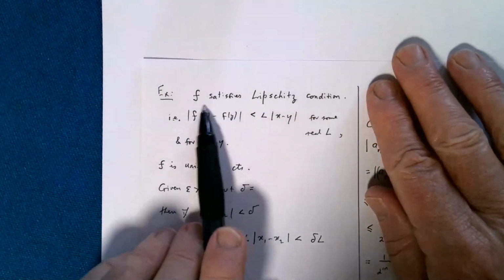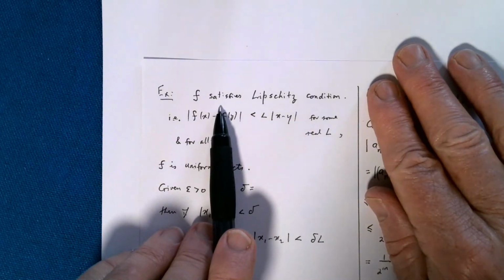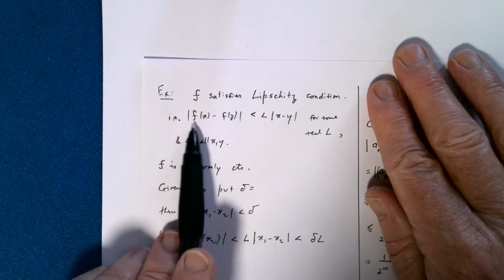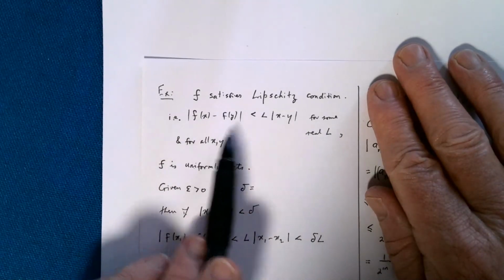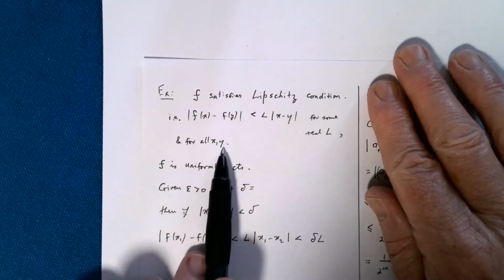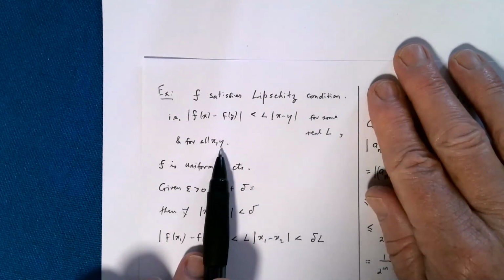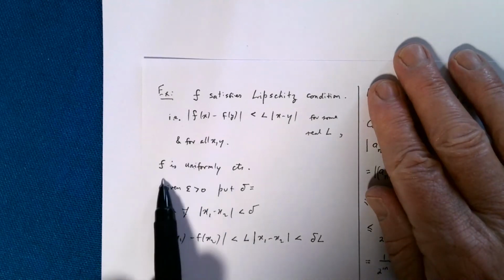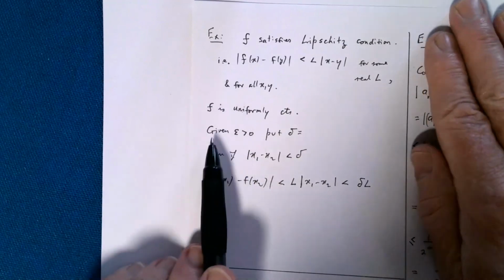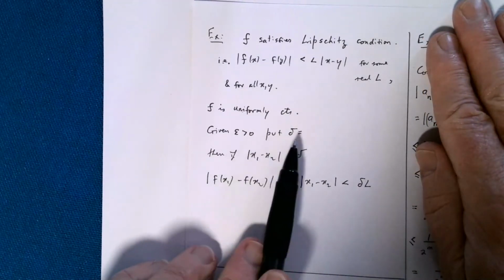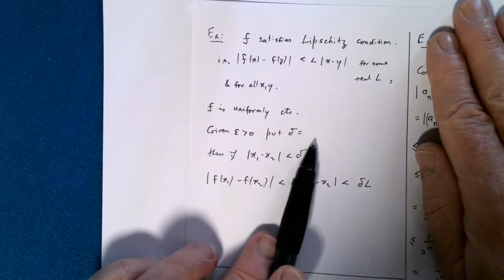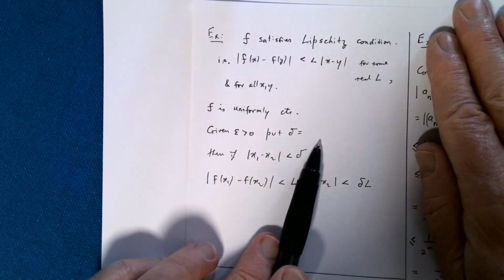So here we have f satisfies a Lipschitz condition. So that means that the absolute value of f of x minus f of y is less than L times the absolute value of x minus y for some L and for all x, y. Now we're asked to prove that this f is uniformly continuous. And we prove that in the usual way. So we're going to say, given epsilon bigger than naught, we put delta equal to, and this delta can only depend on epsilon, nothing else.